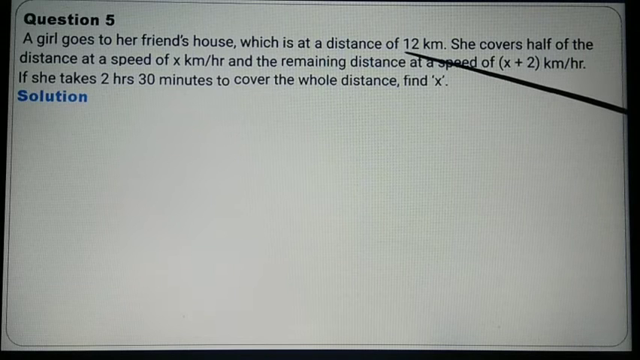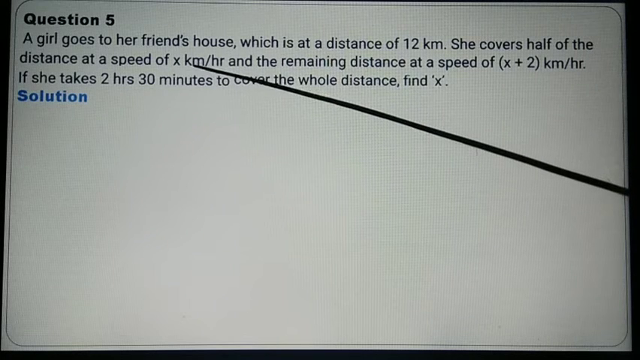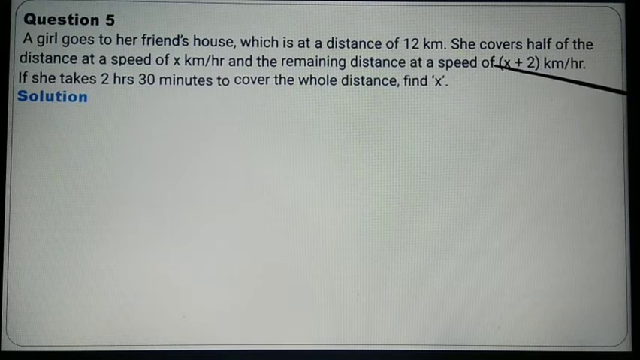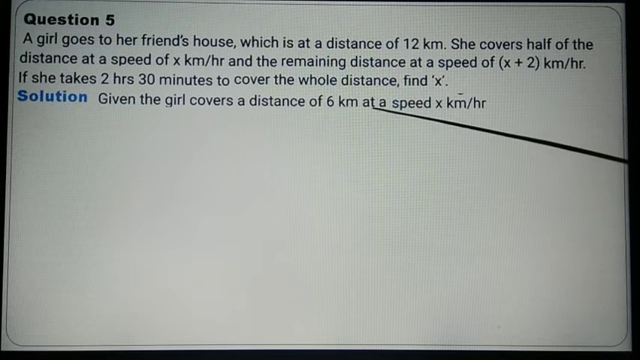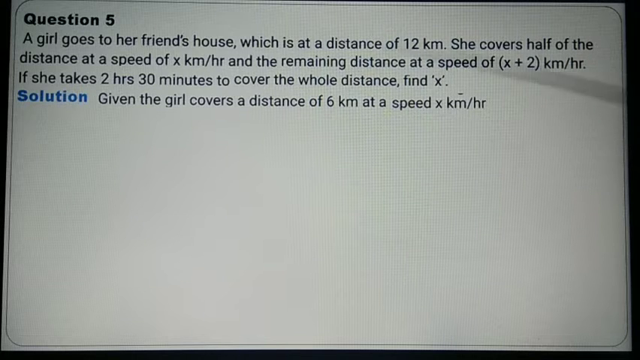Distance is given, and here we have been given two speeds. Since there are two speeds given, there are two distances being covered by these two speeds. So for the first half, the girl covers a distance of 6 kilometer, because half of the distance is 6 kilometer, at the speed x kilometer per hour.